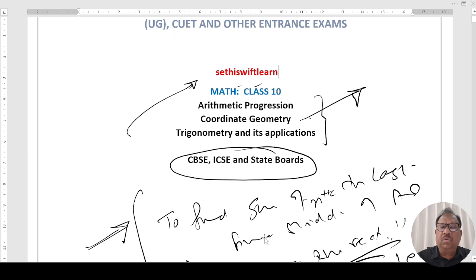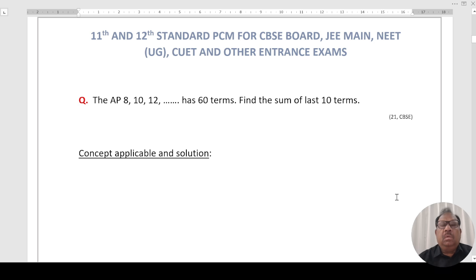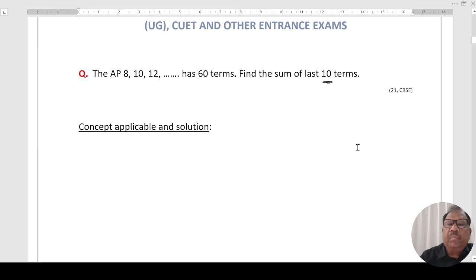Now let's start with the question and concept. Question: the AP 8, 10, 12 has 60 terms. Find the sum of the last 10 terms.